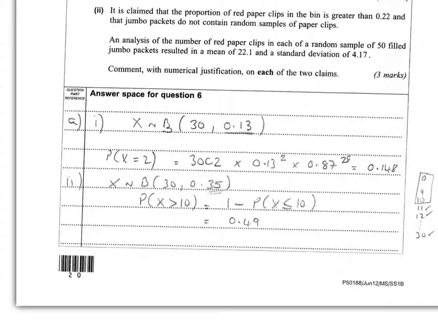This is a clear list. So greater than 10 will be 12, 13, all the way up to the end, which will be 30. The ones not included in that list would be from 0 to 10. So I can achieve that by doing this. There's my method. Then I'd write down the answer to this and then the final answer, which is there.